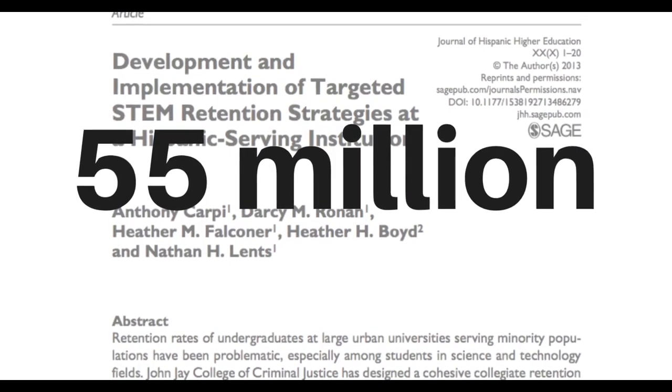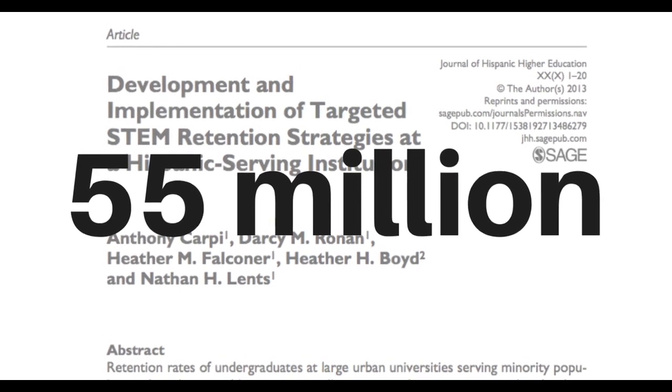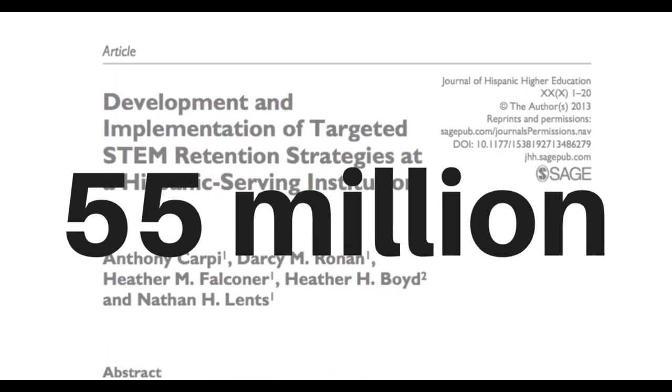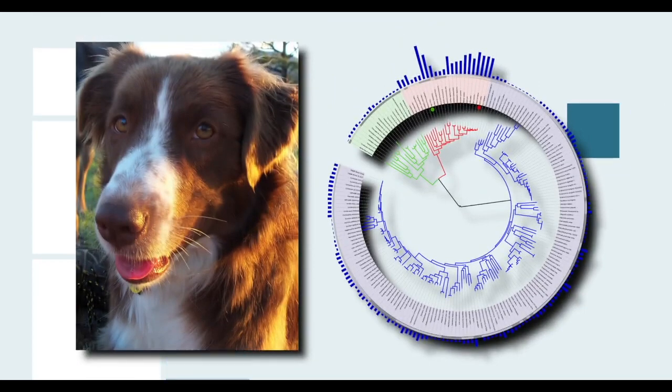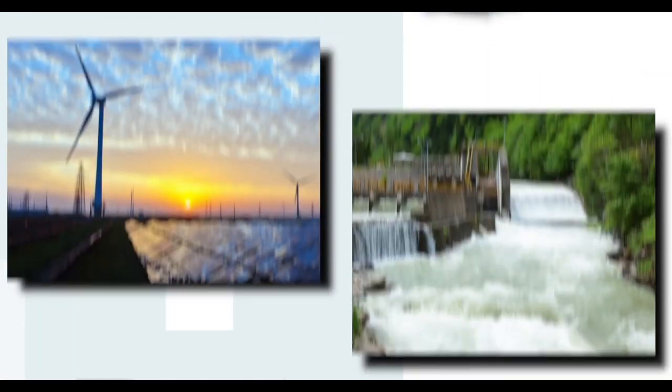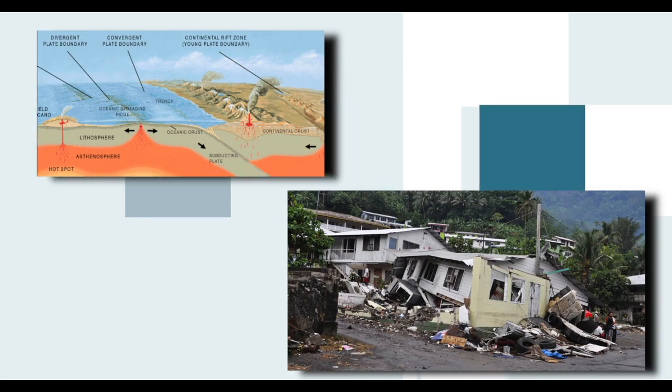It's impossible to know for sure. Some people think there have been 55 million scientific articles published since the first journal was created about 350 years ago. Even more astounding is that there's a new article added every minute. Just think about all that knowledge. Information about dog genomes, renewable energy sources, causes of earthquakes, all waiting to be explored.